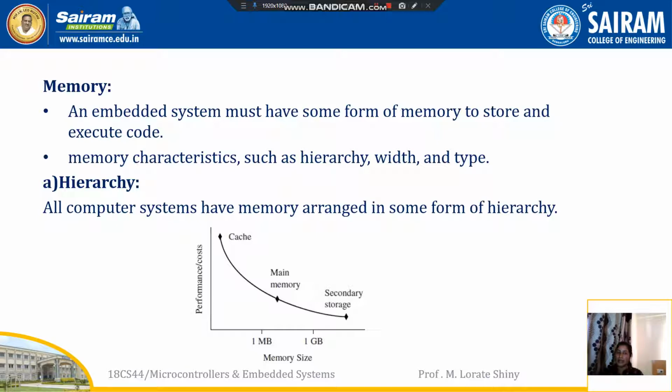First one, hierarchy. Hierarchy is nothing but memory arrangement in the system. So this is how memory is arranged in the embedded system. First cache memory, next main memory, next secondary storage memory. Cache memory is placed between main memory and the ARM processor. So it is closely located to the ARM processor.